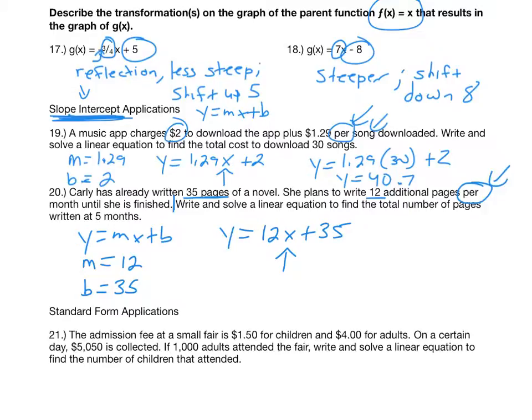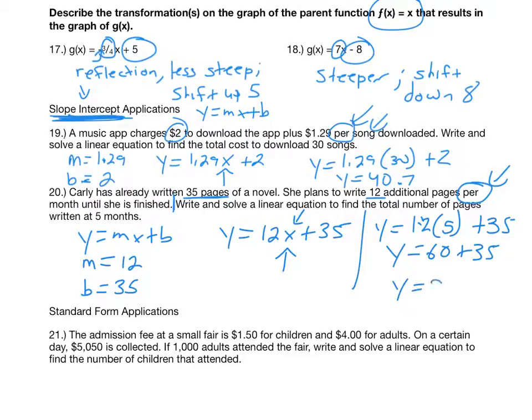Okay, now let's read the rest of the problem. It says, write and solve a linear equation to find the total number of pages written at 5 months. So it's 5 months, so we're going to be plugging 5 into x. So that's going to be y equals 12 times 5 plus 35. Well, 12 times 5 is 60, so it's 60 plus 35. And 60 plus 35 is 95. So 95 total pages.